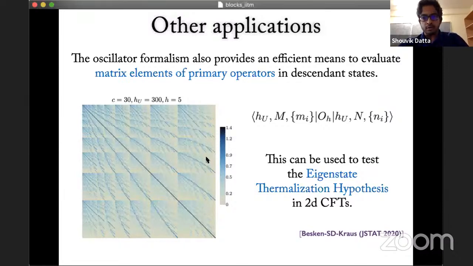And furthermore, this is a slightly different story, which I won't be talking about today. This oscillator formalism can also be very efficiently used in order to calculate matrix elements of primary probe operators in descendant states. Up to an overall OPE coefficient, this is fixed by Virasoro symmetry again, and the oscillator formalism can be very efficiently used to calculate these matrix elements. And this can be used in order to test the eigenstate thermalization hypothesis, which is a statement about large diagonal matrix elements and small off-diagonal matrix elements. And these things can be tested in 2D CFTs, which was done by us in this paper.